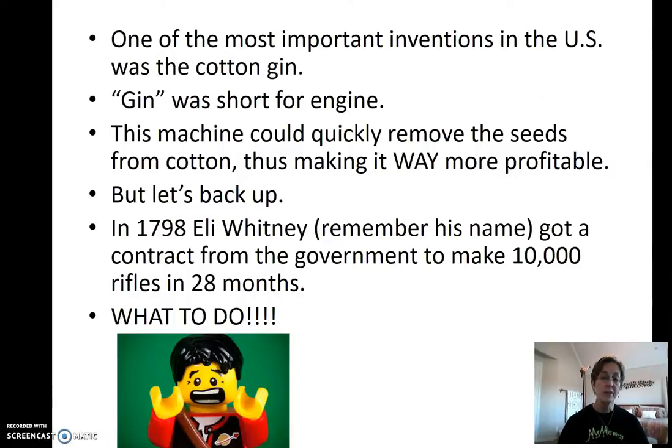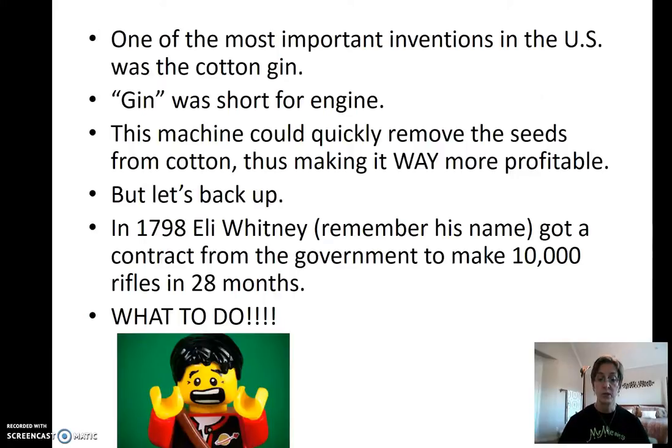But when Eli Whitney comes up with the cotton gin, now cotton becomes profitable because this thing will remove the seeds for you. You have to turn the thing by hand, but it will remove the seeds. But Eli Whitney doesn't sit down and invent the cotton gin, okay? So, like I said at the bottom, let's back up. So Whitney gets a contract from the government to make 10,000 rifles in 28 months. Well, Eli Whitney is like some kind of brilliant, think of him as the Bill Gates of his time, except he's more of a hands-on engineer than a computer engineer.